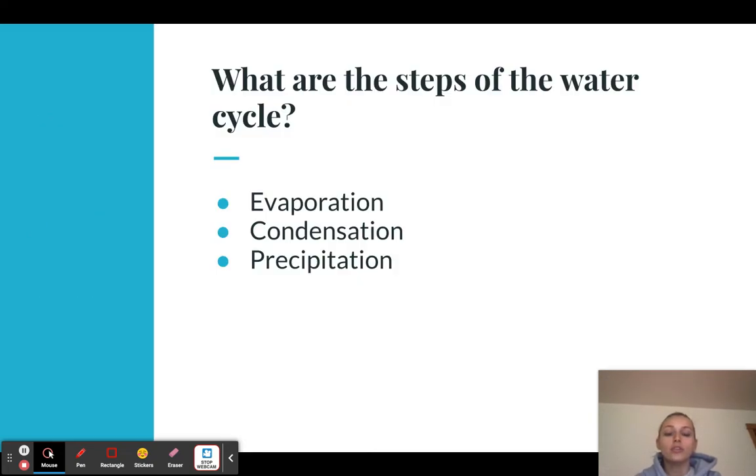What are the steps of the water cycle? The water cycle consists of three major parts: evaporation, condensation, and precipitation.